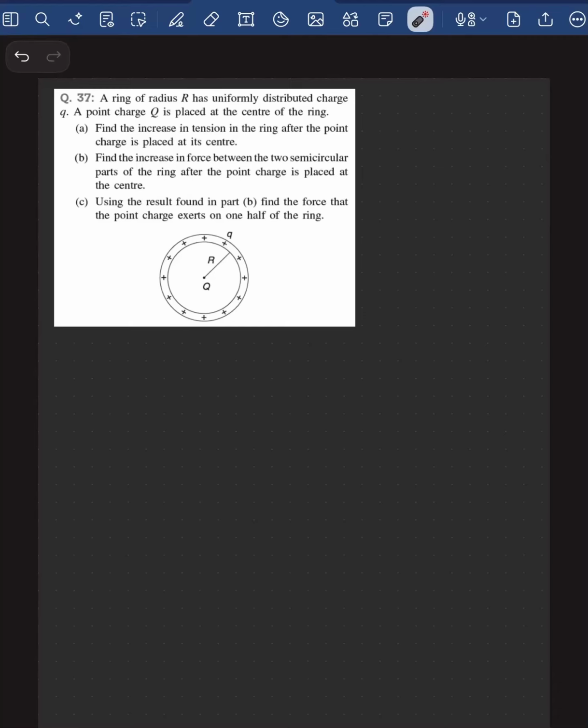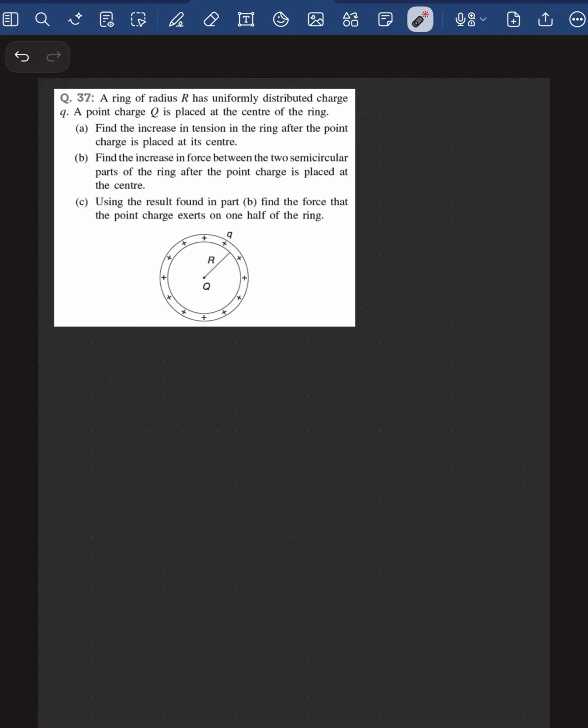Hey guys, so this is one of your homework problems which I wanted to discuss over here. So let me go about this question. You have a ring of radius r, and this ring of radius r has a charge q uniformly distributed over it. So you have charge q uniformly distributed over this ring, and we are placing a point charge capital Q at the center of this ring right now.